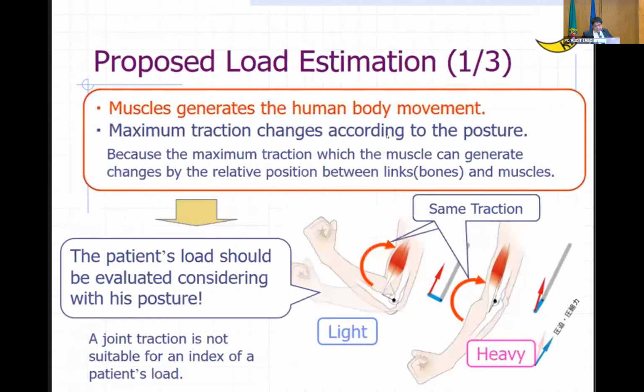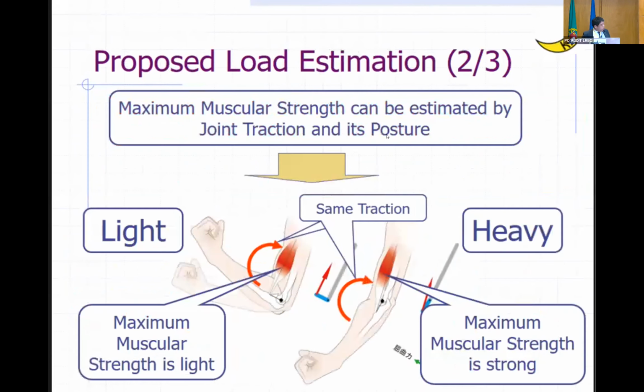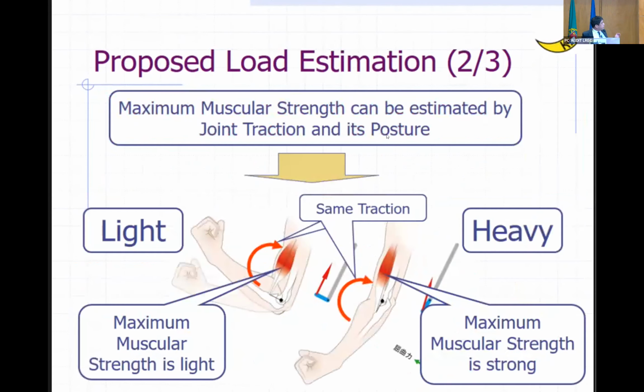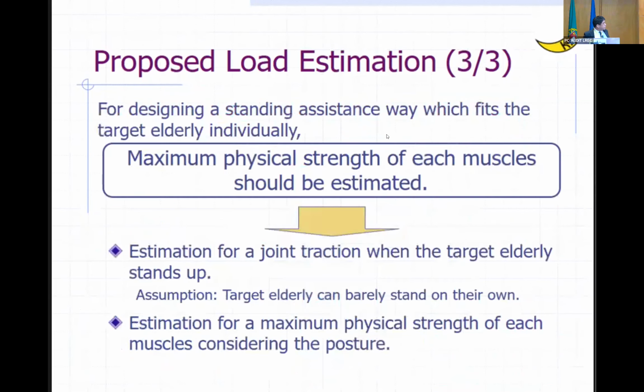This is because muscle generates human body movement and the maximum traction changes according to the posture. So the patient load should be evaluated considering posture. So the joint traction is not suitable as an index of the patient's load. The maximum muscular strength can be estimated from the joint traction and its posture, because with the same traction, in the easy condition, the maximum muscular strength is low. On the other hand, in the heavy situation, the maximum muscular strength will be strong.